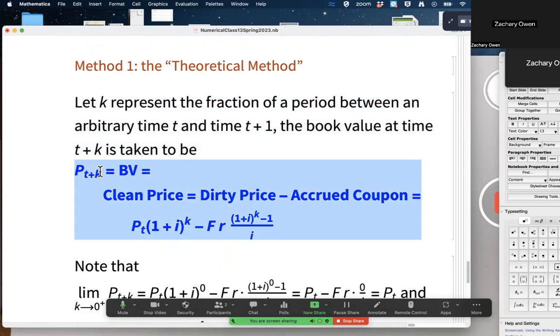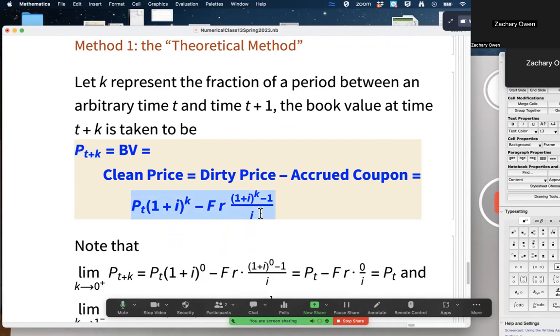P sub t plus K is the notation for the price at time t plus K. So for the price, say at time 2.25, it's t plus K that equals 2.25. T would be 2, K would be 0.25.